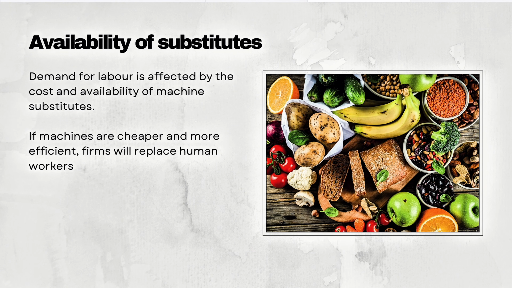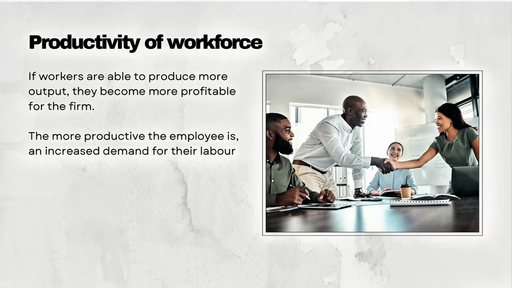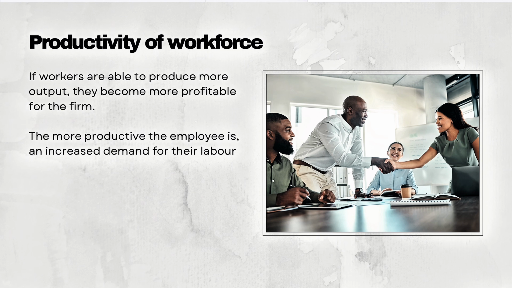Next, we have the availability of substitutes, meaning a substitute for labor. The demand for labor is affected by the cost and the availability of machine substitutes such as robots and machines, which in 2026 are getting significantly cheaper as AI is taking over by storm. The productivity of the workforce is clearly a factor because if the workers are able to produce more output, they become more profitable for the firm, so the more productive the employee, the more the demand for their labor increases.